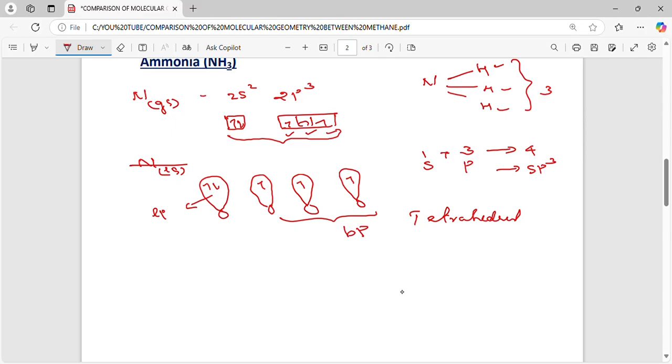But the difference between this molecule and the previous molecule is that in CH4 there was no lone pair. But in this case there is a lone pair. So there will be lone pair-bond pair repulsion along with bond pair-bond pair repulsion. This bond pair will repel, this bond pair will repel. At the same time this lone pair and bond pair also will repel. But in CH4 there was no lone pair-bond pair repulsion.